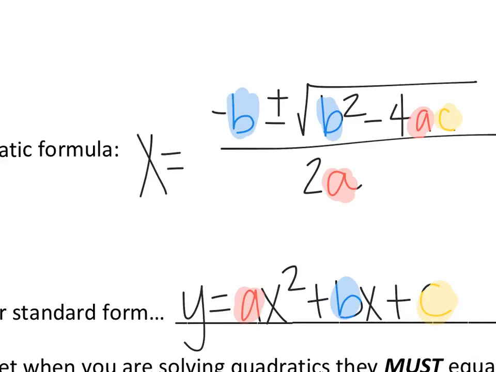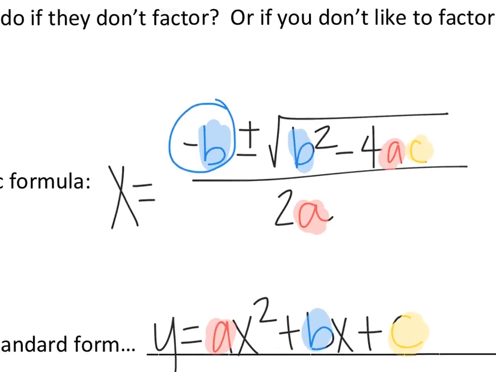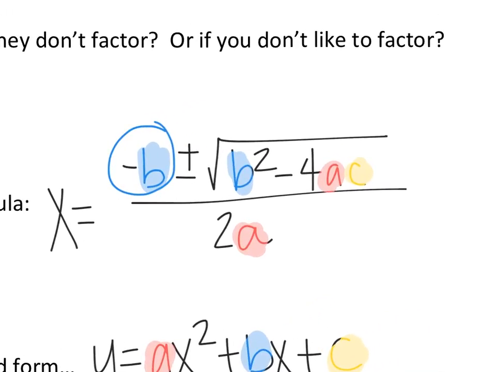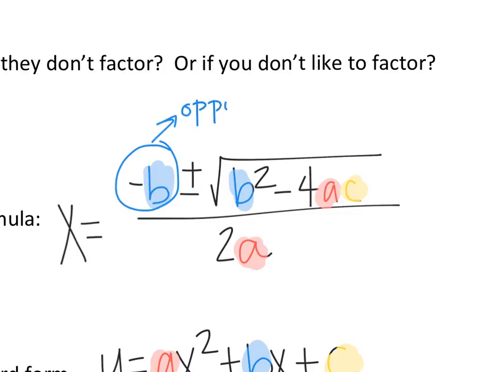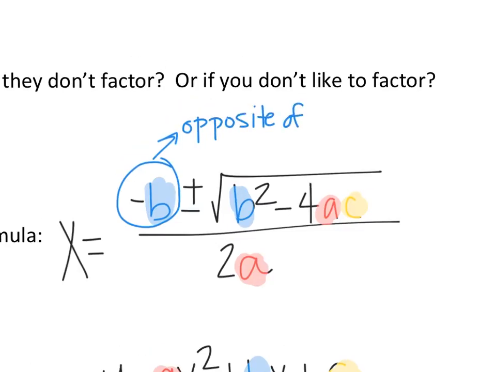Now, I do want to point out something here. At the very beginning, it says negative b. Whenever it says negative b, or anytime you have that minus sign in a formula, that really means the opposite of b. So if b is positive, when we put it in the formula, it's negative. If b is negative, when we put it in the formula, it is positive.